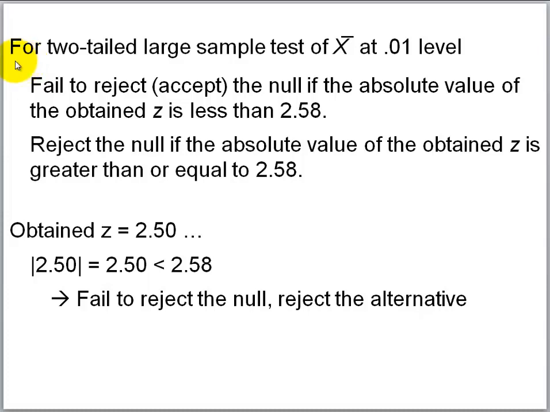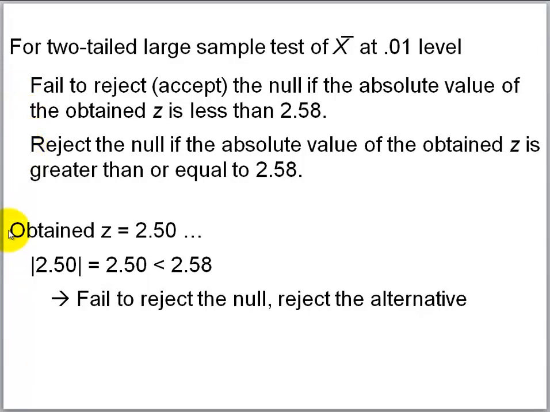And here is that rule. We're going to fail to reject the null if the absolute value of the obtained z is less than 2.58, and otherwise we will reject the null.